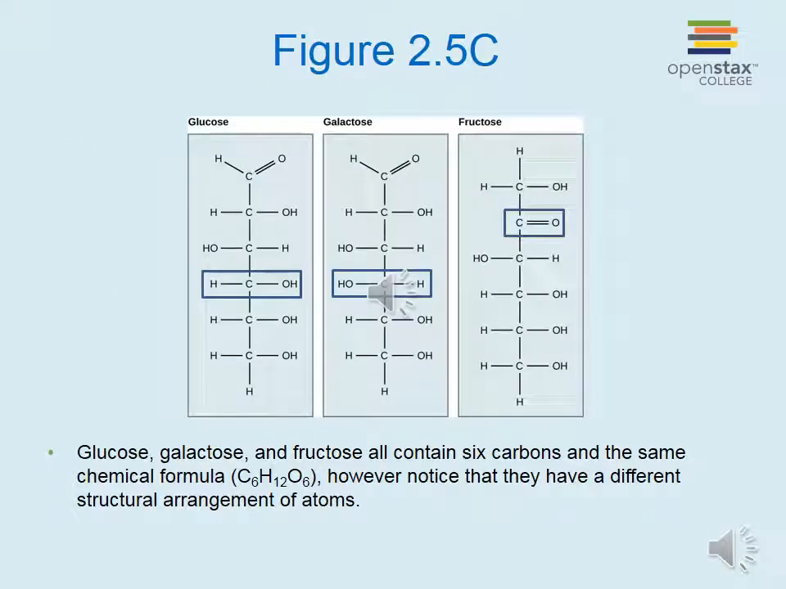Glucose, galactose, and fructose all contain 6 carbons and the same chemical formula, C6H12O6. However, notice that they have different structural arrangements of atoms. I've boxed these differences in for you. In glucose versus galactose, you can see that the 4th carbon down has the hydrogen atom either on the left or the right. In fructose, the carbonyl functional group, which is a C double bond O, is simply located further down in the molecule.